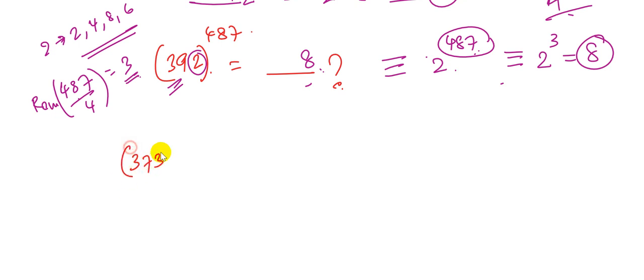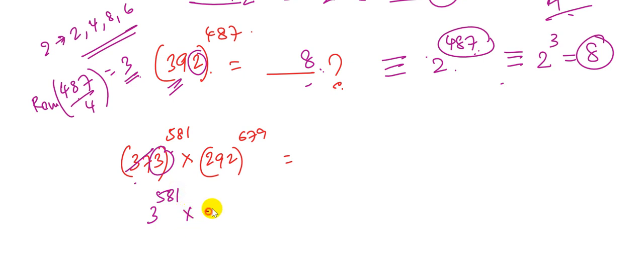373 to the power 581 multiplied by 292 to the power 679. What would be the last digit of this number? Now, by the same rule, all you have to do is ignore these two digits, just look at the last digit. So, 3 to the power 581 multiplied by 2 to the power 679.